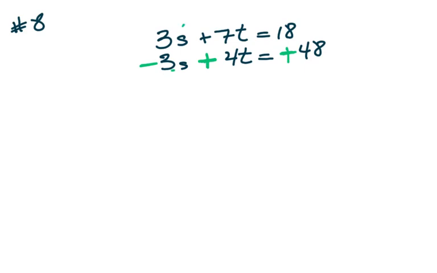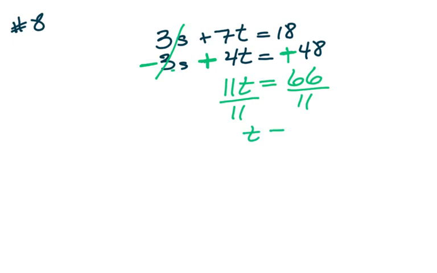Okay, now that cancels out. Now I have 7t plus 4t is 11t equals, and when I add these numbers together, I get 66. But you guys, you're going to do it on the calculator. It's just that I'm showing you how to do it. Divide by 11, and t is going to equal 6. Let's write that down. T equals 6.